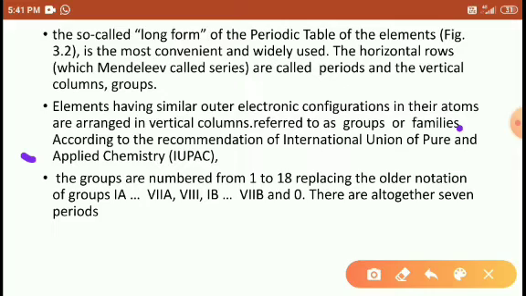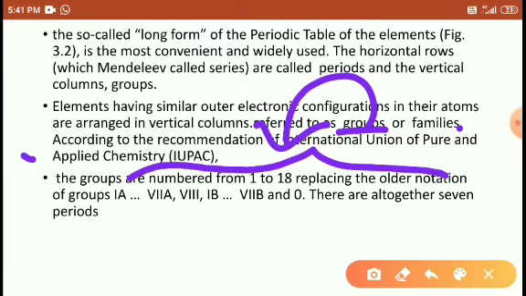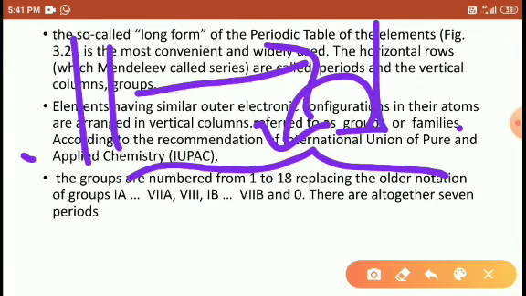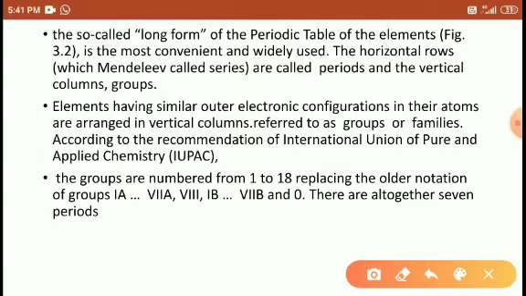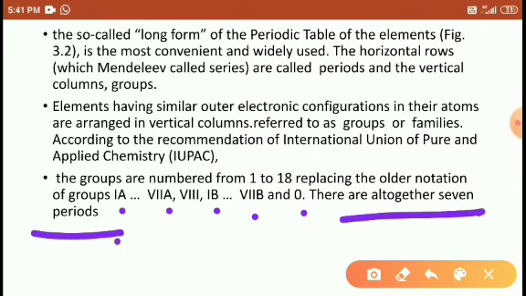The groups are numbered 1 to 18. How many groups did he make? He made 1 to 18 groups. It means he made 1 to 18 vertical columns. Right, students? And the groups he denoted as first A to seventh A, or you may say first B to seventh B, and 0. Altogether he gave 7 periods and the 1 to 18 groups.